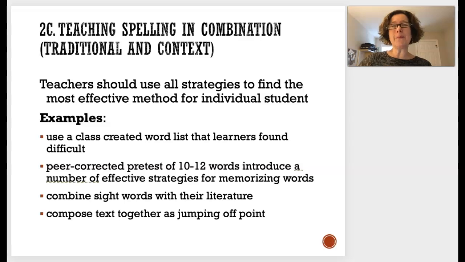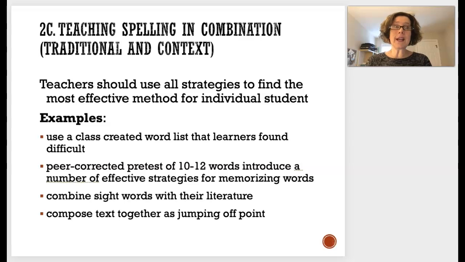And I think that's where probably most of your practicum teachers live, is that we need a combination of traditional, okay, here are some words that you need to know, and here are words that are in context. How can we pull these two pedagogies together and marry them so that it is the best situation for the students? So teachers should use, if you are a supporter of this philosophy, you would say teachers should use all strategies to find the most effective method for the individual student.